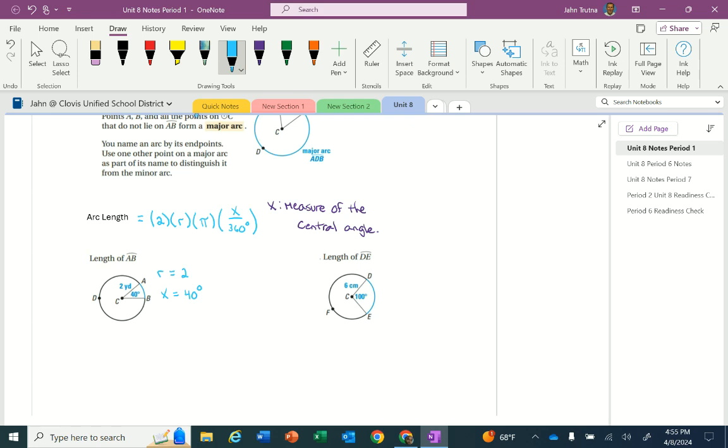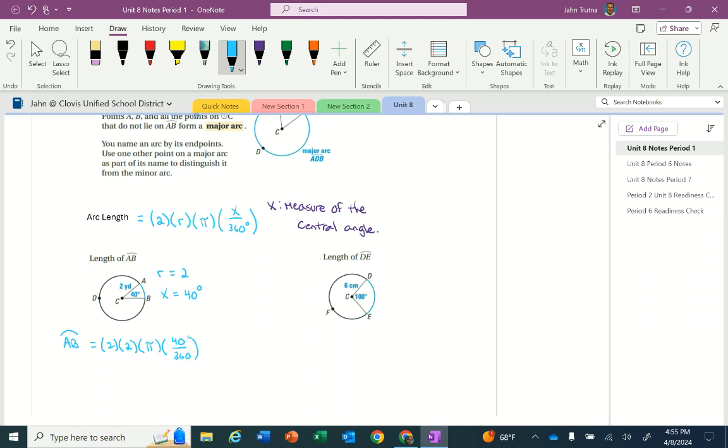Okay? All right, so that means to find the length of arc AB, and the way that you represent that is you put the 2 letters AB and then put that arc symbol over it, it is going to be equal to 2 times the radius, which is also 2, times the number pi, times the fraction 40 over 360.